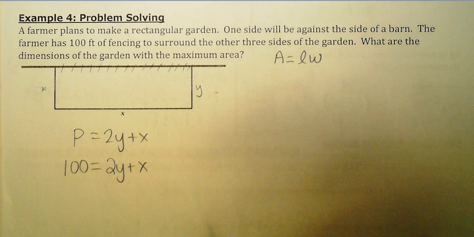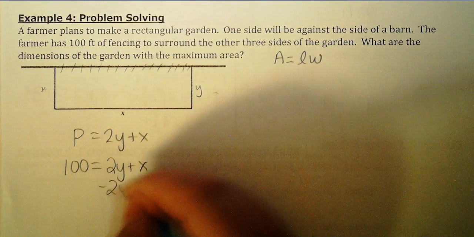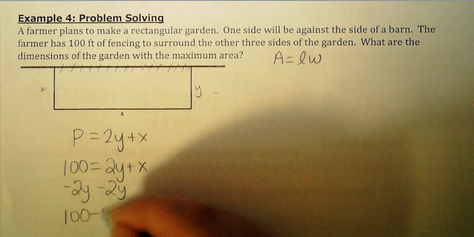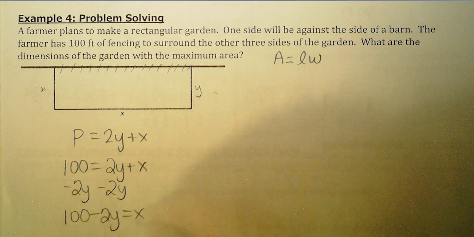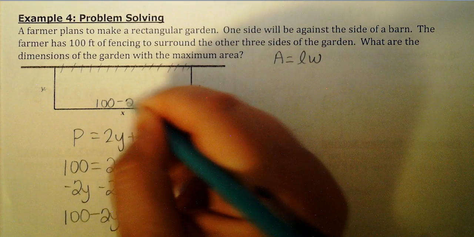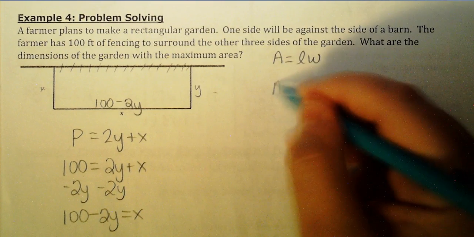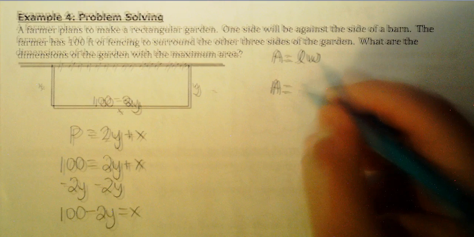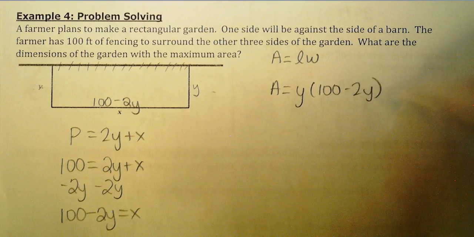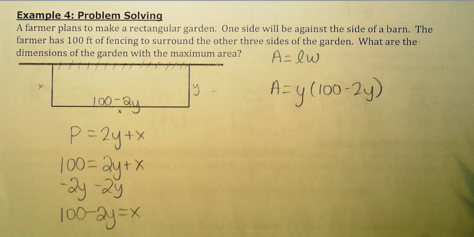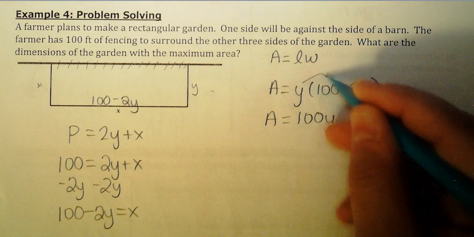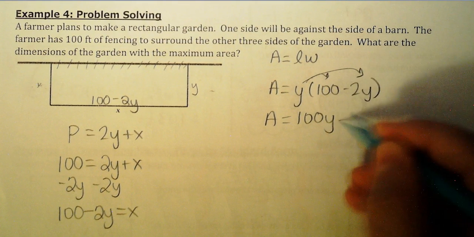And what I'm going to do, I just need to get one of these variables alone. It would be very easy to get X by itself by just subtracting that 2Y. So 100 minus 2Y is going to be equal to X. Now, the reason I'm doing this, relabel that side real quick, is because then when I do the area, I can do Y times 100 minus 2Y. That would be the length and the width of that. Okay, now what's going to happen here, I'm going to get 100Y and then minus 2Y squared.